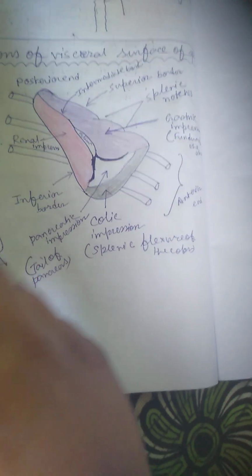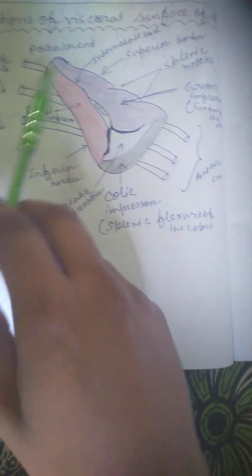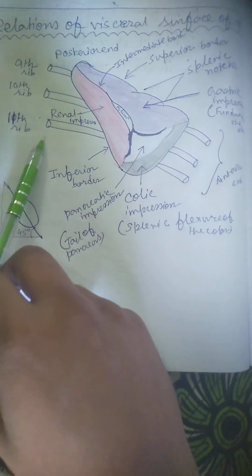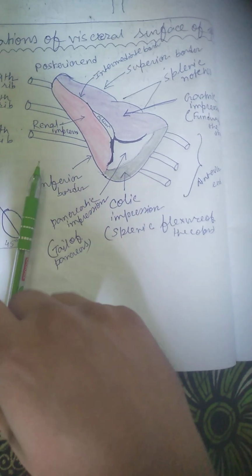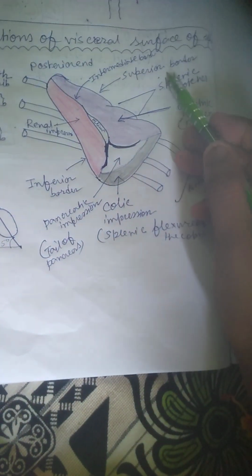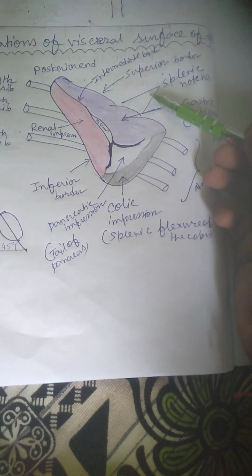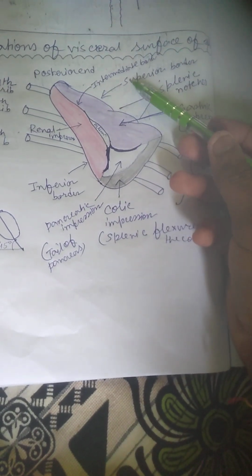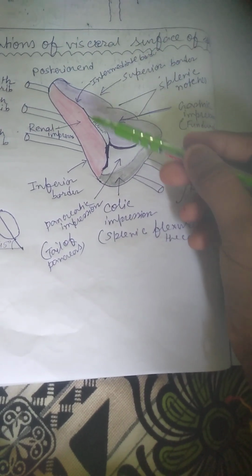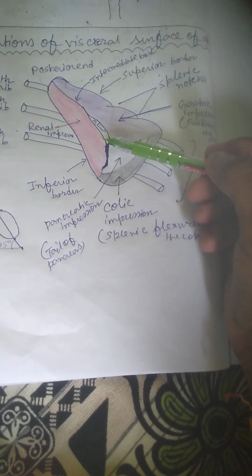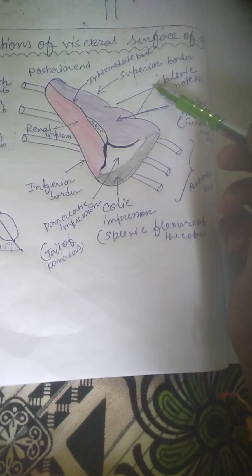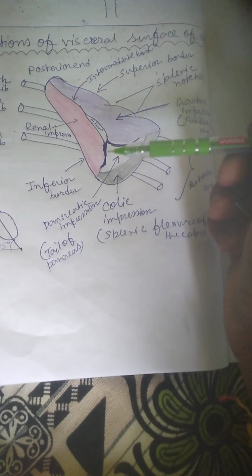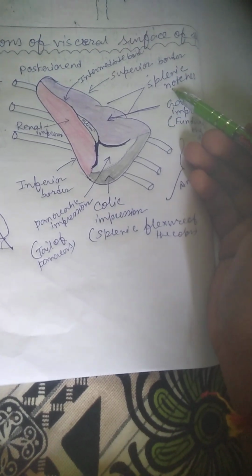Okay, then the posterior end. This is the 9th rib, 10th rib, 11th rib, and the axis of the spleen is situated on the 10th rib. This is the superior border. There are three borders of the spleen: superior border, inferior border, and the intermediate border. Intermediate means it is present between the superior and inferior. And the hilum of the spleen is present between the superior border and the intermediate border of the spleen. Okay, these are the splenic notches or the spleniules.